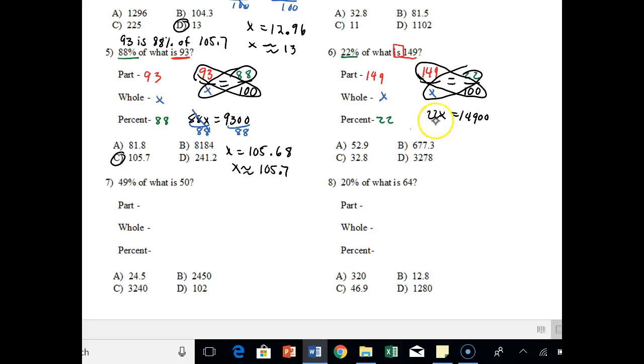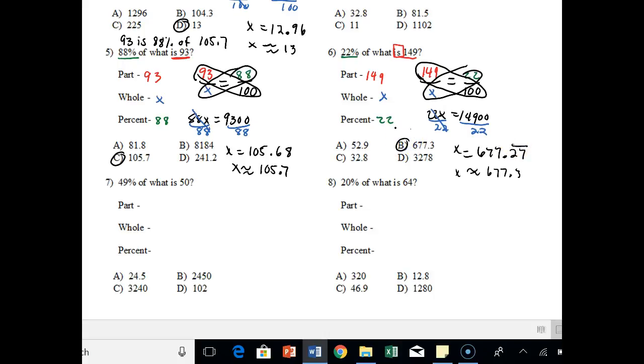So let's divide by 22 on both sides because that's what's attached to x. It's called a coefficient. Those coefficients become 1. So x is equal to 677.27 repeated, right? So if we round, x is about 677.3, right? The 7 tells us to round up.